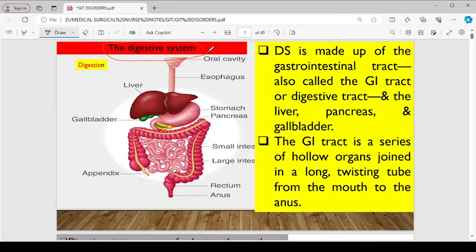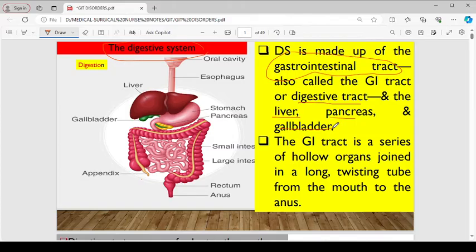The digestive system is made up of the GI tract, the gastrointestinal tract, and sometimes it's referred to as the gastrointestinal system. Right? This GI tract is also referred to as the digestive tract. And then the digestive system is made up of this tract, in addition to accessory organs like the liver, the pancreas, the gallbladder, appendix, and so on.